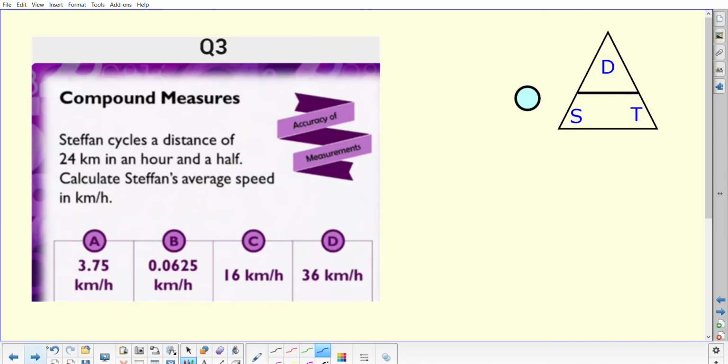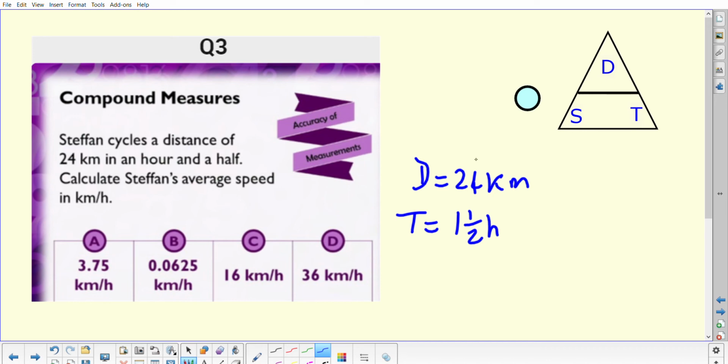For number 3, Stephen cycles a distance of 24 kilometres. So distance is 24 kilometres in an hour and a half. So that's a time unit you've been given, so 1.5 hours. Calculate the average speed in kilometres per hour.